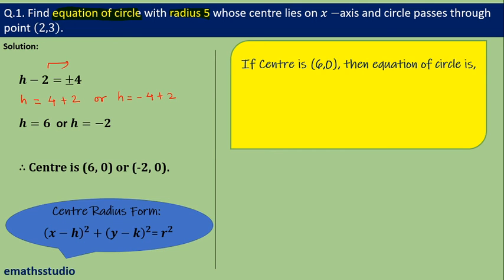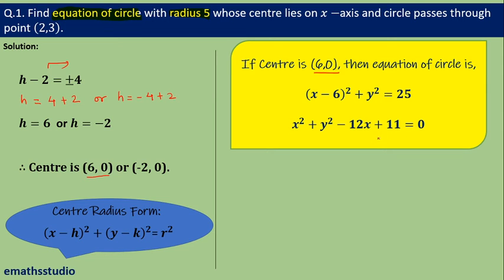If I consider center as (6, 0), it is the first case, then equation of circle, now 6 is substituted for h and 0 for k. So equation of circle becomes (x − 6)² + (y − 0)², that is y², is equal to, as radius given is 5, square of 5 is 25. Now after simplifying this, one can write the equation as x² + y² − 12x + 11 = 0. This is the final equation of the circle.